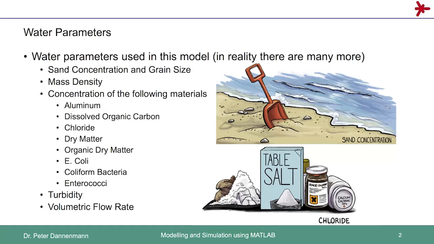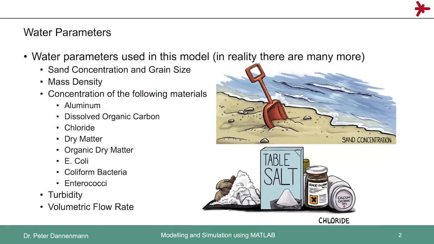The first thing that we need to specify when we start modeling is the parameters that describe our medium that is treated during the process that we want to model. Of course, this medium is the water that is treated in the plant. But how is this water described? What are the relevant parameters that make up the quality of our water?